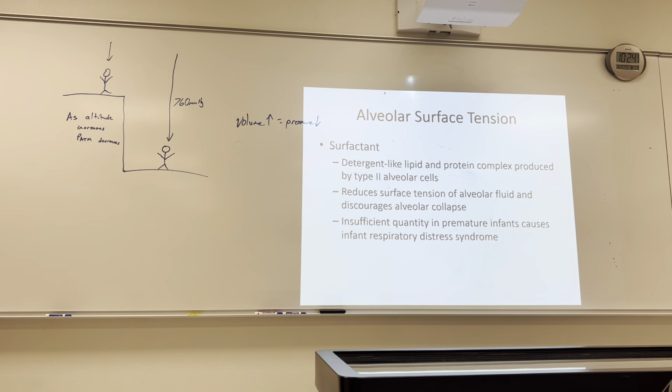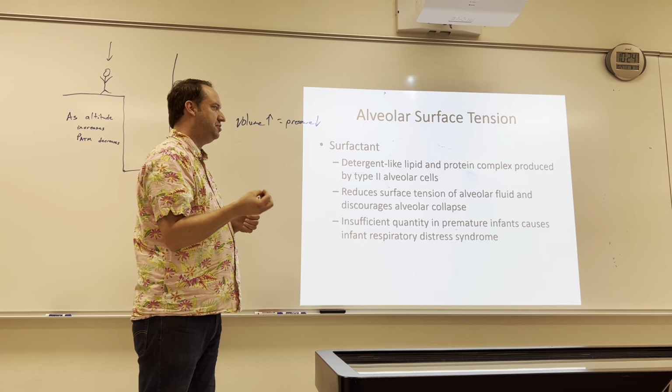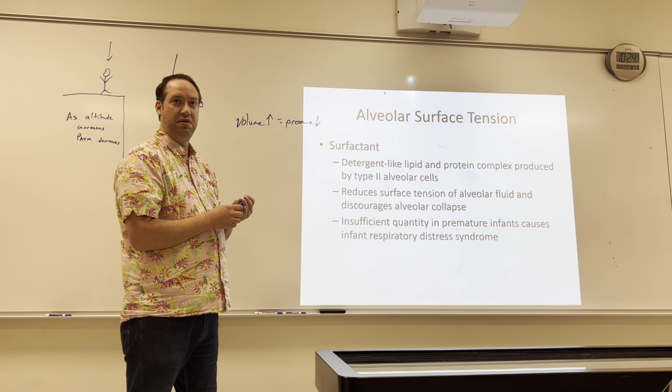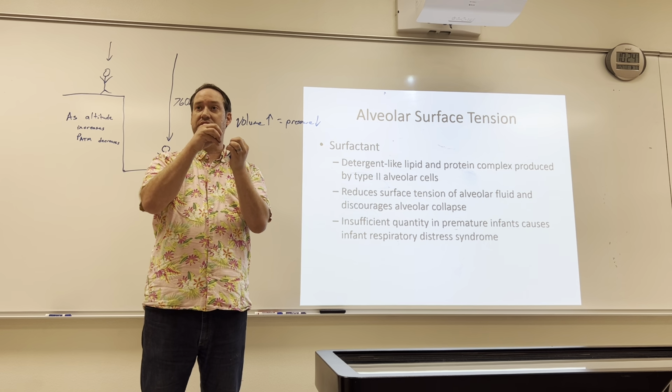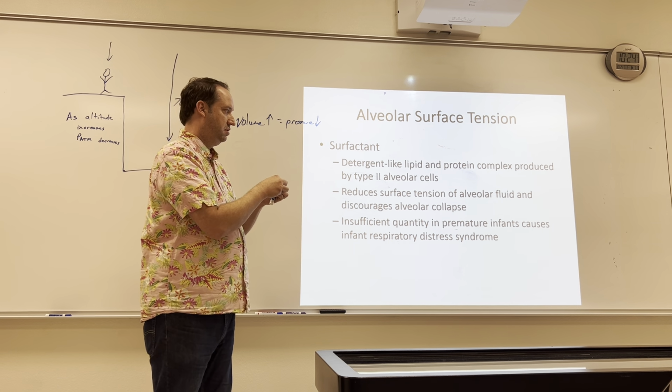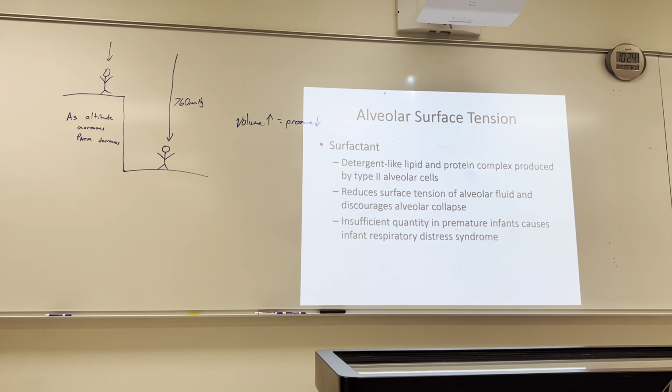To prevent this, we have a substance called surfactant. I told you earlier we'd talk again about these type 2 cells. Type 2 cells make surfactant. Surfactant reduces the surface tension of water. It's like a detergent, and it reduces the surface tension of water so that water doesn't want to stick to itself. Again, this is typically irrelevant. The only time it becomes an issue is when you're not making it.